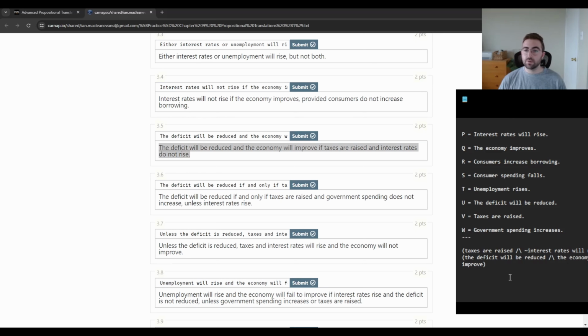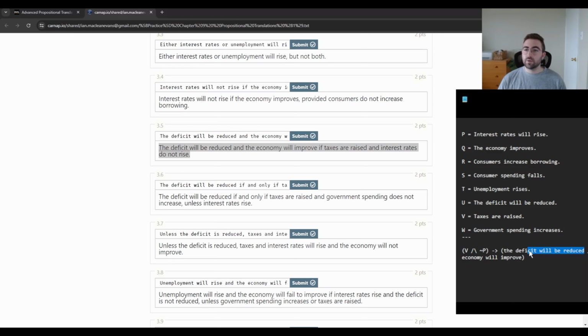Well, at this point, we have no more operators, or connectives. We just have sentences that are represented by letters in our scheme of abbreviation. So we'll translate those. Taxes are raised corresponds with V. So that's V. Interest rates will rise corresponds with P. So that's P.